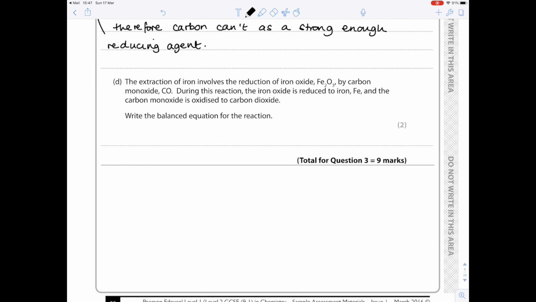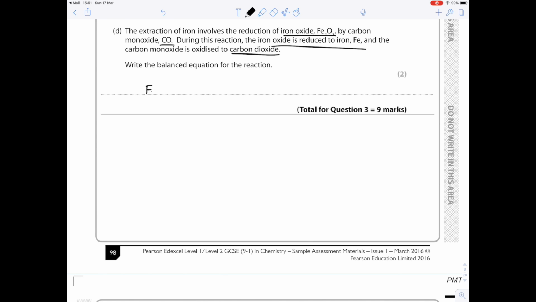The extraction of iron involves the reduction of iron oxide, Fe2O3, by carbon monoxide. During this reaction, the iron oxide is reduced to iron and the carbon monoxide is oxidized to carbon dioxide. Write the balanced equation for the reaction. So we have iron oxide reacting with carbon monoxide to form iron and carbon dioxide.